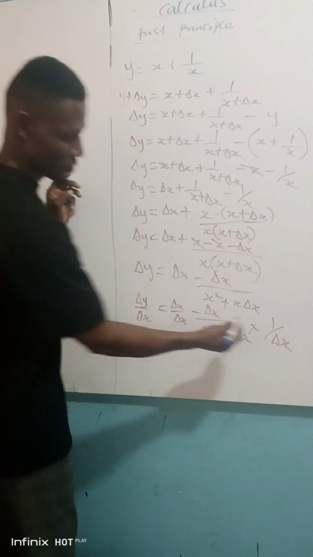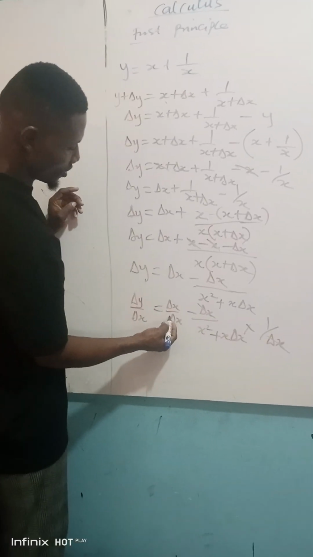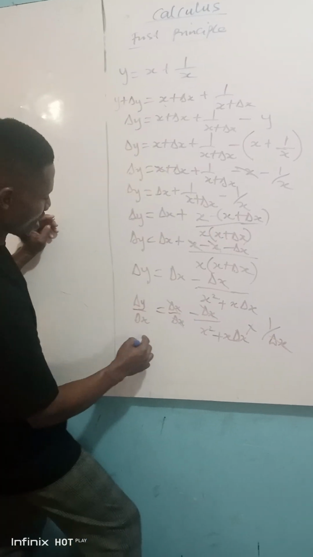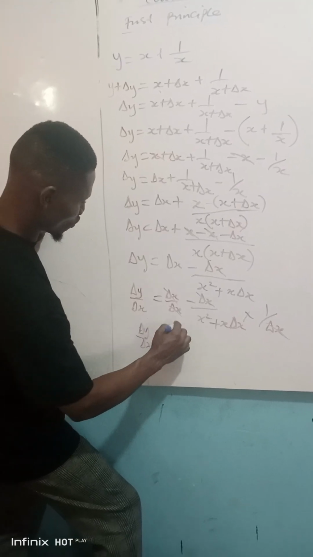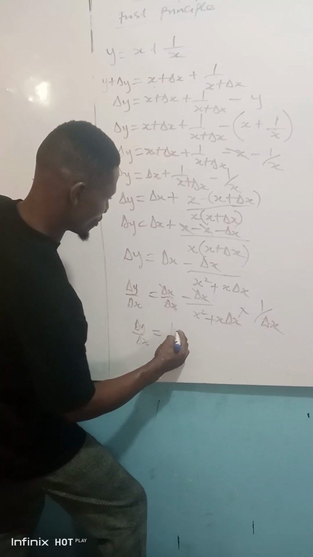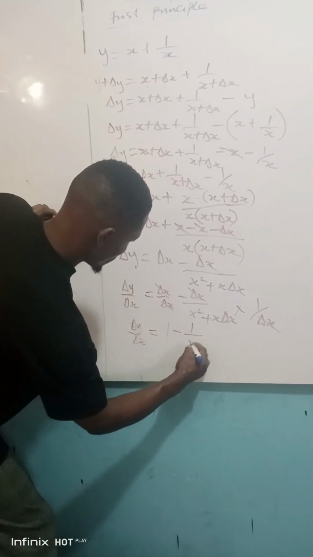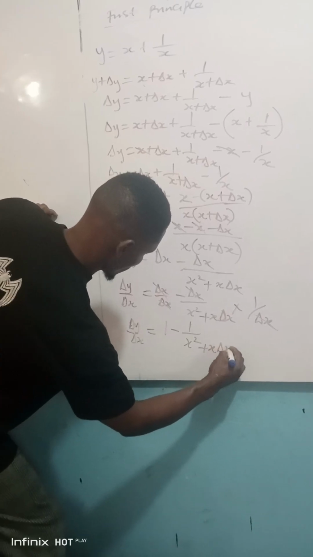So at this point, change in x cancels out with change in x here. Change in x here cancels out with change in x here. We have 1. So we now have change in y over change in x giving us 1 minus 1 all over x squared plus x change in x.